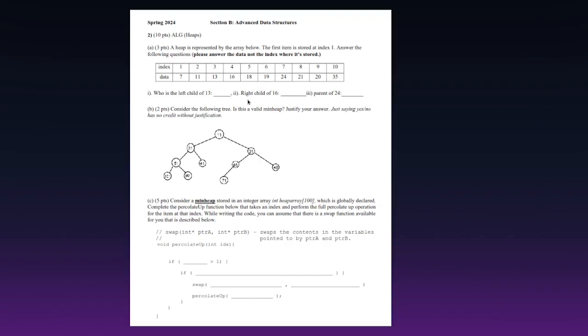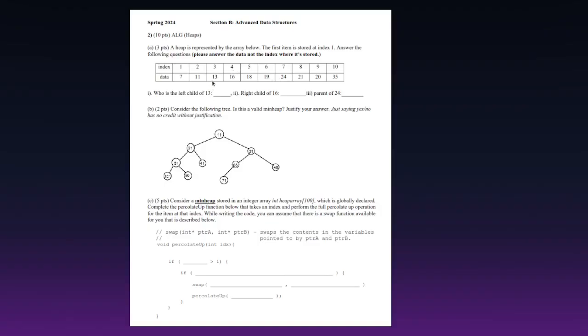What about the right child of 16? Any ideas? Yeah. So 4 times 2 plus 1, we would go to 9. So the right child of 16 would be 20. And what about the parent of 24? Yeah. So 7 divided by 2, and then it integer divides to 3.